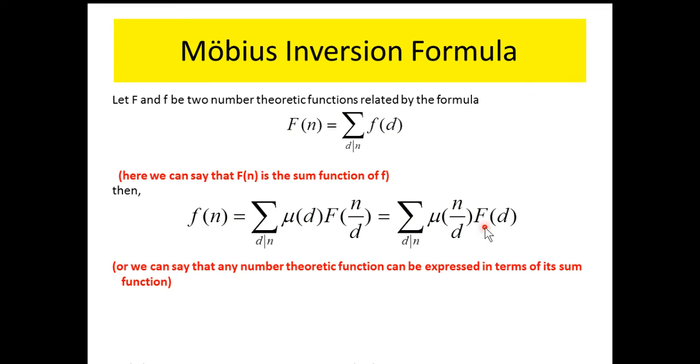Then we have the Mobius inversion formula. So you have two number theoretic functions, capital F and small f, related by this formula: F n is equal to summation f d, d divides n. Then this f can be found by this result: f n is equal to summation mu d F n by d. So this is your mu function, Mobius mu function, and this is equal to summation mu n by d F d. So we can say that any number theoretic function can be expressed in terms of its sum function.